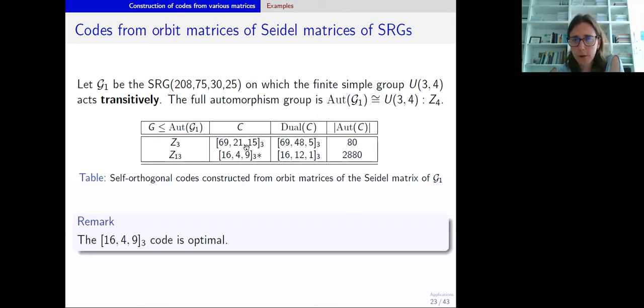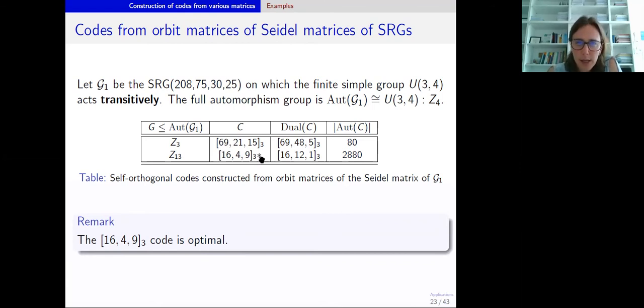Now you can see that these codes are ternary. So it means that the divisibility condition was satisfied when P was equal to 3. And here are self-orthogonal linear codes constructed. Here you always have self-orthogonal codes. And here are the automorphism groups of the codes. And these are those that are constructed from Seidel matrices.